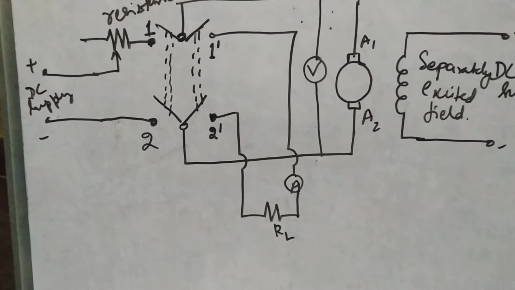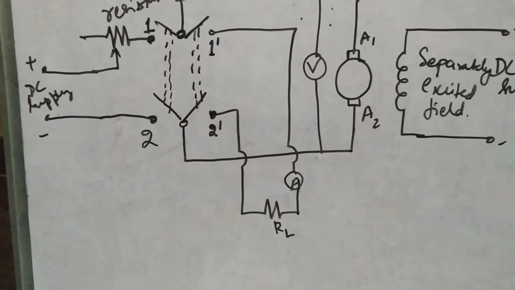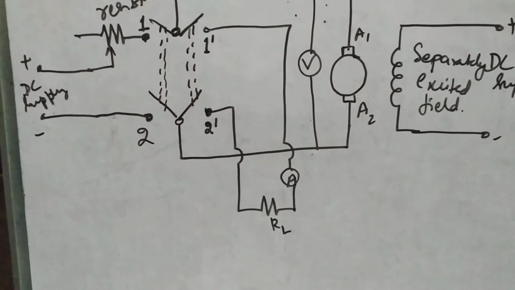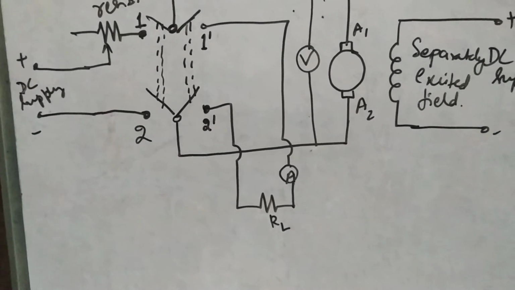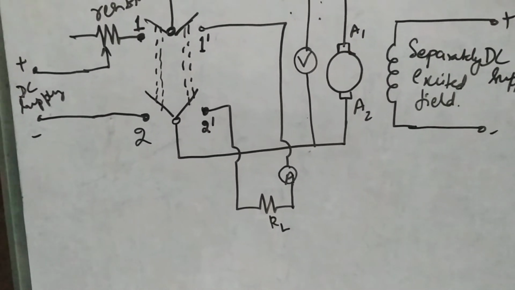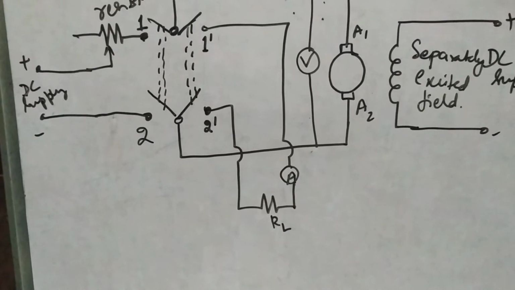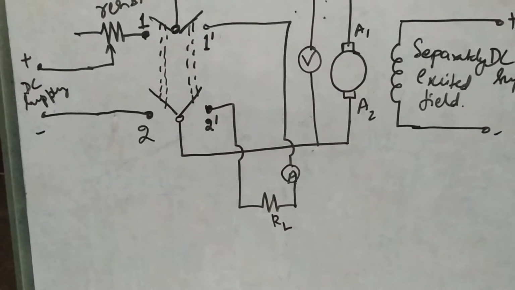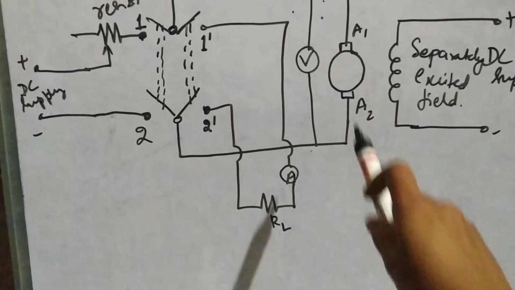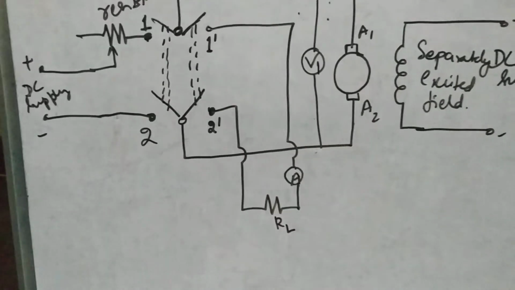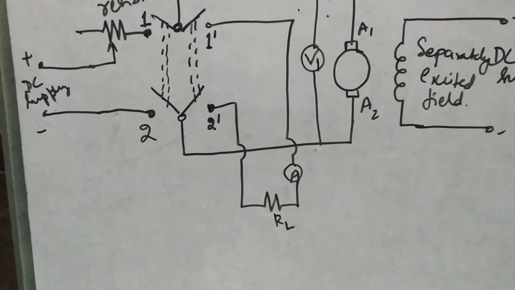Why? Because the supply to this motor is cut off. At one stage it will be cut off and shifted to this position, and the field excitation is kept excited continuously. But there you will find a change in the voltage drop, which can be examined by this voltmeter. What is going to happen?